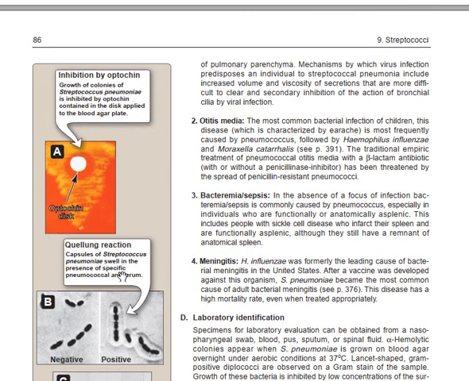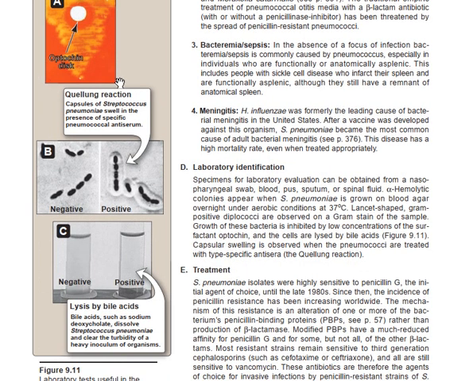So we have inhibition by optochin. This is one laboratory test. Growth of colonies of Streptococcus pneumoniae is going to be inhibited by optochin that is contained in a disc applied on blood agar. Is it clear? So you see that Streptococcus pneumoniae is going to grow on the blood agar, but it's going to be inhibited by the optochin disc. That's one thing that can help you to identify Streptococcus pneumoniae.